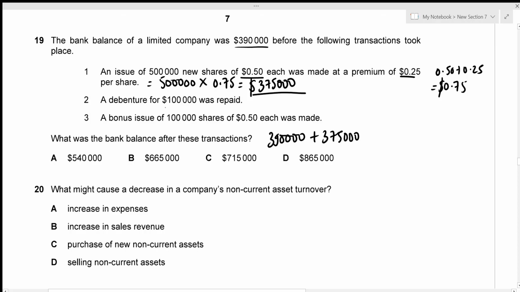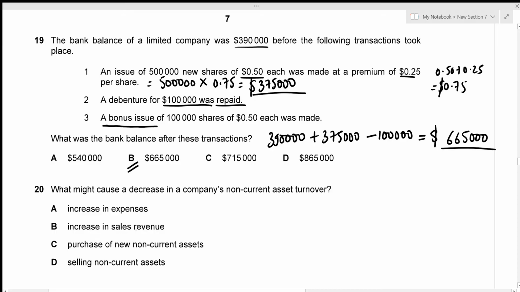The second one is a debenture of 100,000 was repaid. This deducts the balance on the bank account. So that's going to be reduced. The last one is a bonus issue. So bonus issue does not result in any cash inflow or outflow, which means that this is not going to change the balance on the bank account. So this is our total. That's going to be 390,000 plus 375,000 minus 100,000, which gives the value of 665,000. That's going to be the bank balance after all of those above mentioned transactions, which is given in option B.